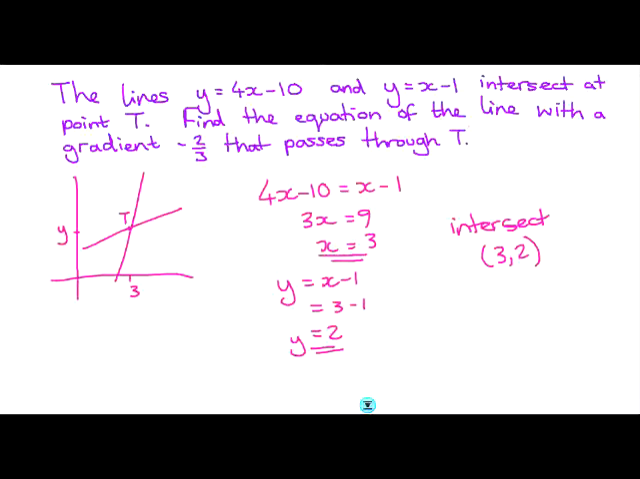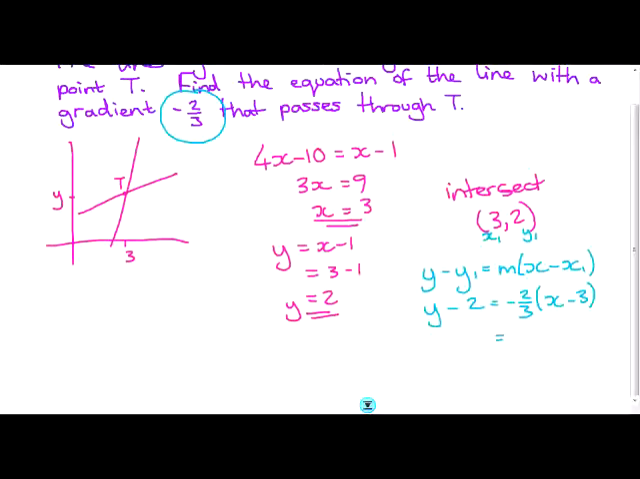So we need to find the equation of the line with a gradient of minus 2/3 that passes through T. So it passes through this point. So y minus y1 is equal to m(x minus x1). So remember, this is x1 and this is y1. So y minus 2 is equal to minus 2/3, that's from here, the gradient, times (x minus 3).